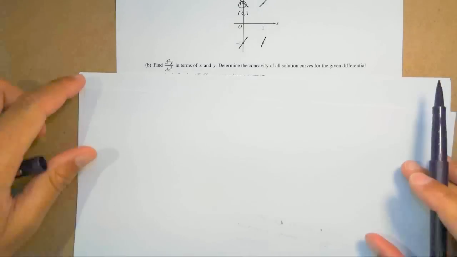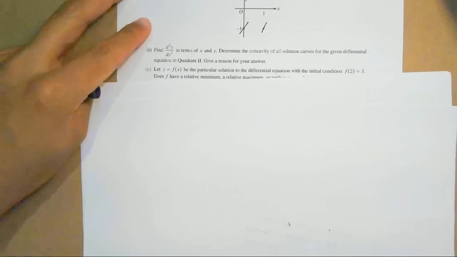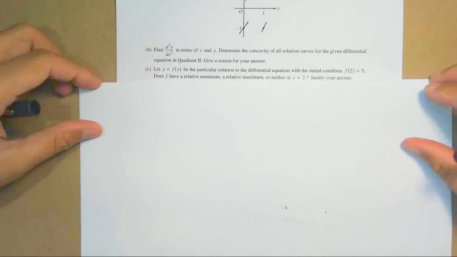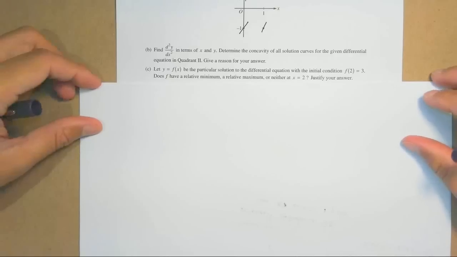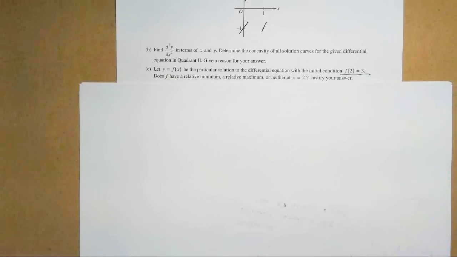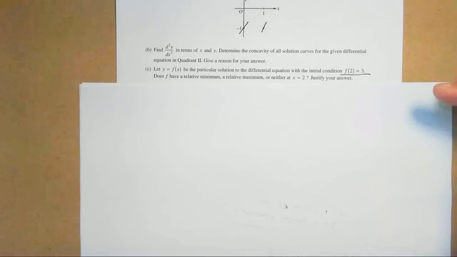Well, part C says this. Part C says, let y equal f of x be the particular solution to the differential equation with the initial condition f of 2 equals 3. Okay, initial condition f of 2 equals 3. I'm going to underline that. I'm probably going to need it. Then it says, does f have a relative min, relative max, or neither at x equals 2?